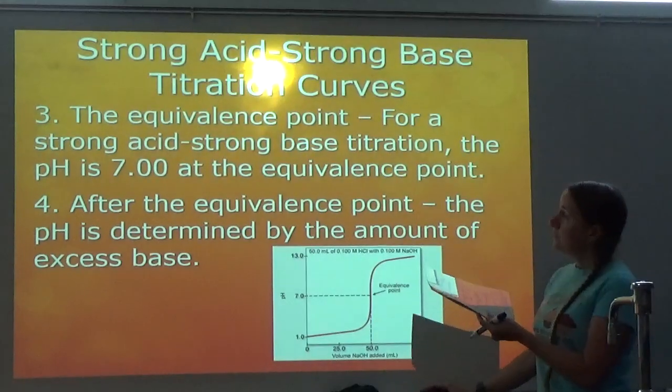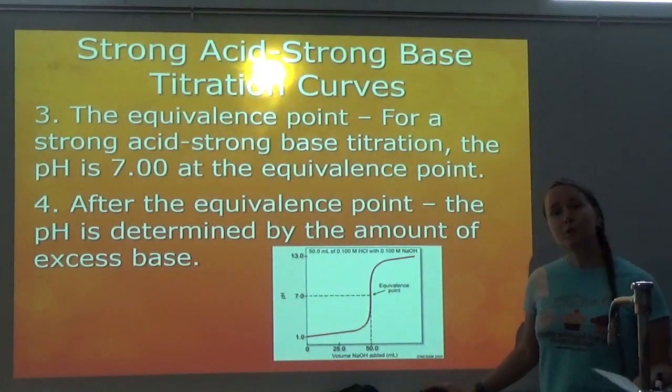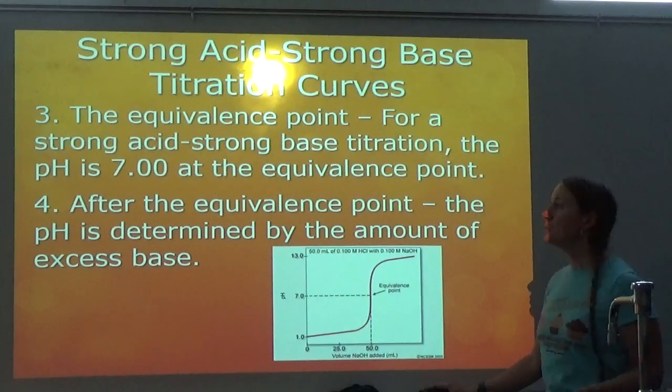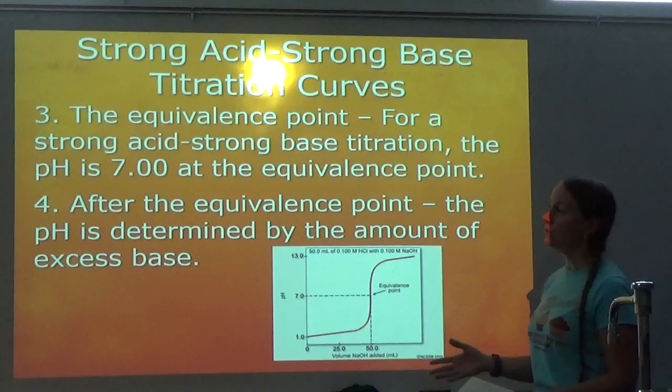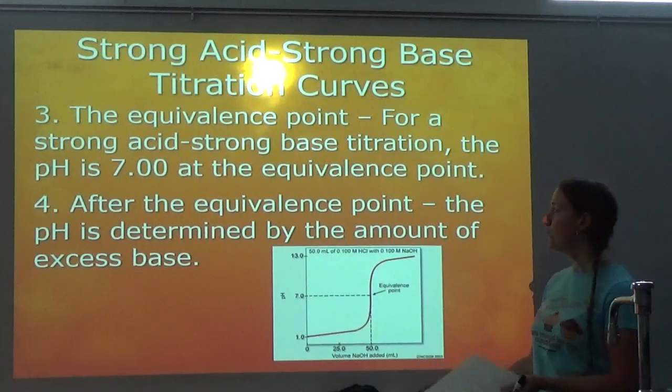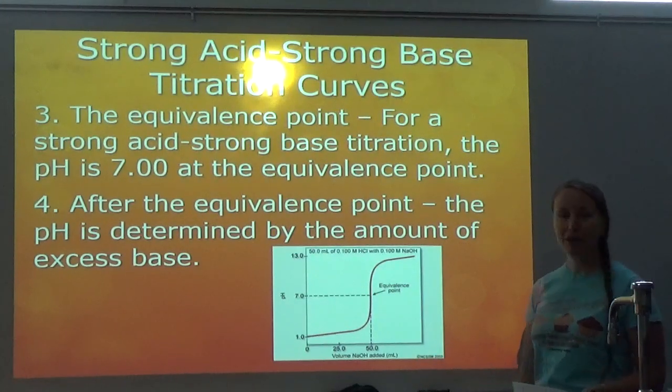Next is the equivalence point. For a strong acid, strong base, that's super easy. If they ask you what the pH is at the equivalence point, if it's strong acid, strong base, it's going to be 7 because your moles of acid and base will have neutralized one another. And then after the equivalence point, the pH is determined by the amount of excess base.